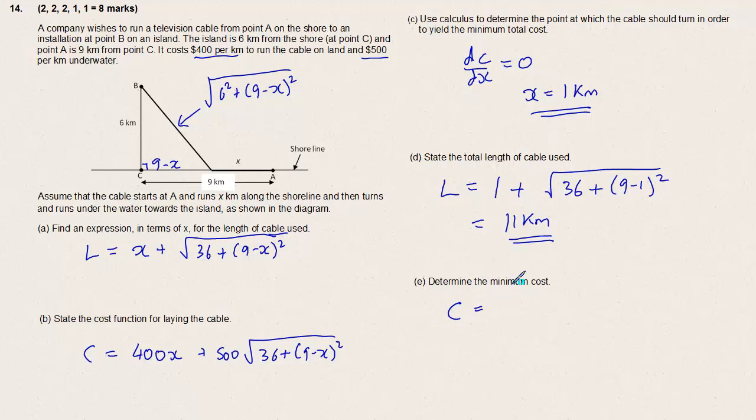Determine the minimum cost. So what we need to do is substitute x equals 1 into this one, so that's going to be 400 times 1, which is just 400, add 500 times the square root of 36 plus (9 take away 1) all squared, and if we calculate that, it's $5,400.